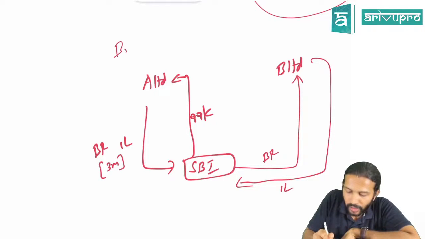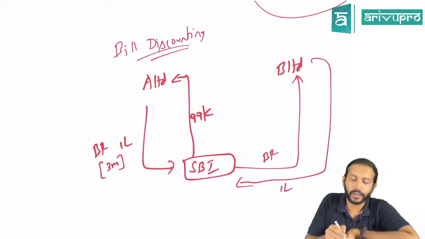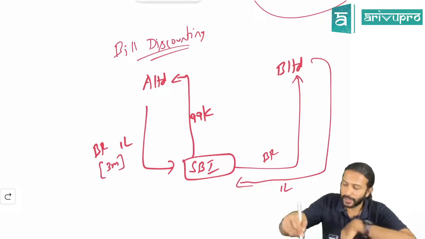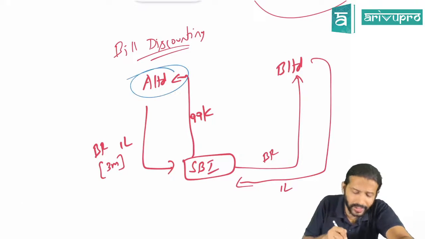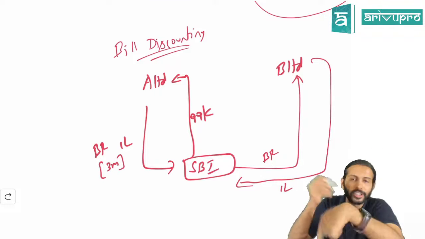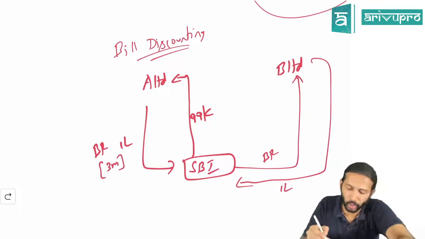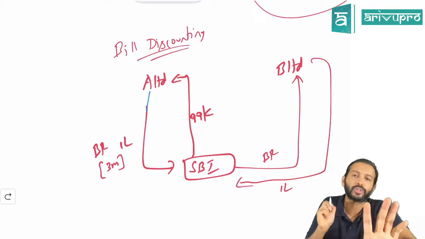This process we call bill discounting. So what is the advantage of bill discounting here? A Limited, no, if this bill discounting was not there, or this bill of exchange was not there, A Limited had to wait 3 months to get that 1 lakh rupees on sale. Through this bill discounting or this bill of exchange mode, they got the money right now. On the date of sale itself, they got 99,000 rupees.